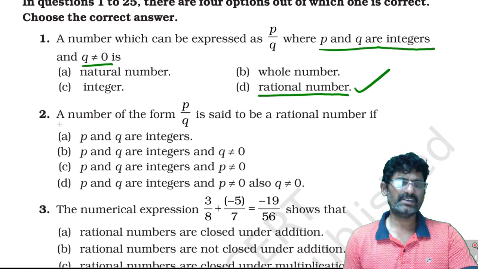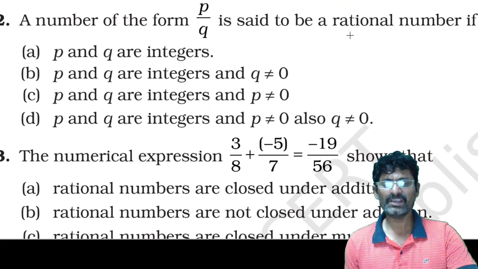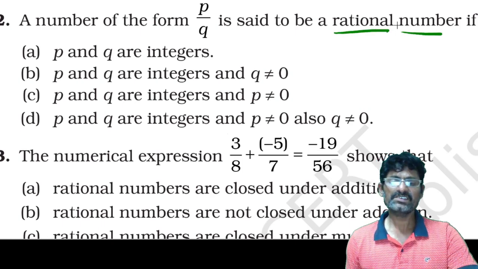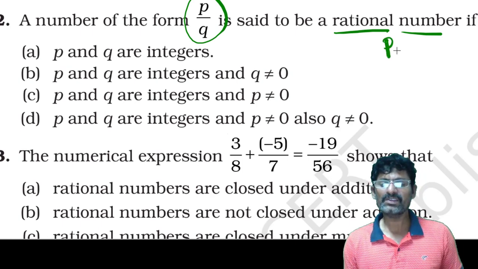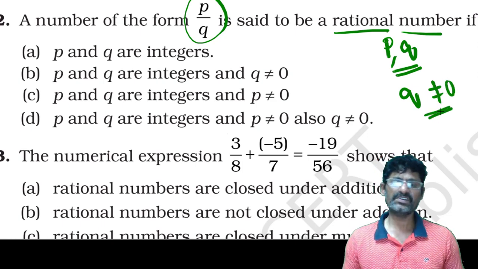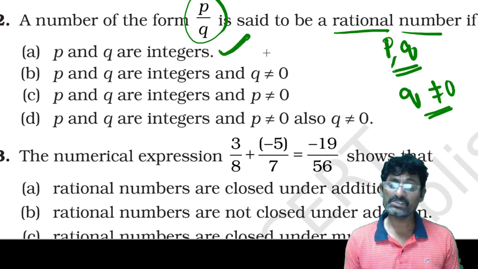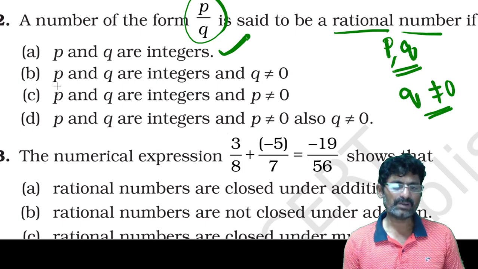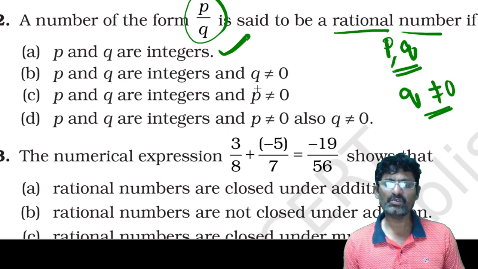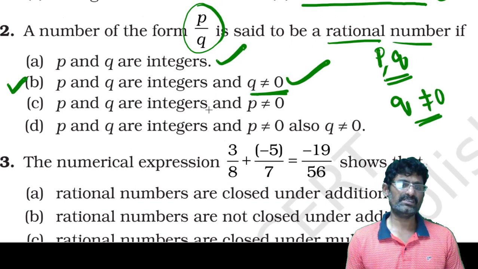Now let us go to the second problem. A number of the form p by q is said to be a rational number if. Clearly a rational number is in the form of p by q, where p and q are integers and q is not equal to 0. That is the definition of a rational number. We know that. So let us check the options. P and q are integers. Yes, that is correct. But q must not be equal to 0. Option B is p and q are integers and q is not equal to 0. So option B is the correct answer for this one.